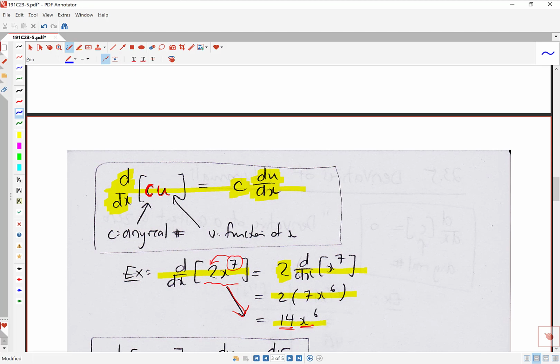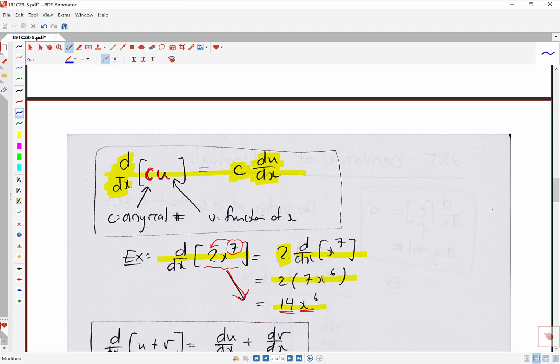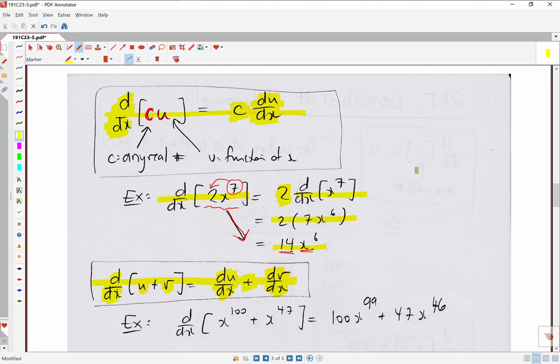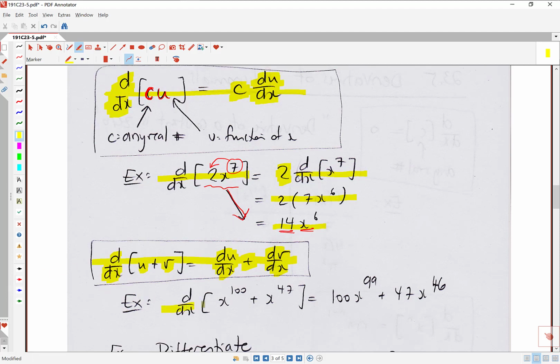Okay, so we've now practiced this rule that we've got up at the top of the screen. Let's see another rule here. This one's pretty friendly, I would say. So this says if you're trying to take the derivative of a couple of things summed together, so if you're trying to take the derivative of the sum, all you need to do is just take the derivative of the first term and then take the derivative of the second term and add those results together. So for example, if you want to take the derivative of, say, x to the 100 plus x to the 47, we're just going to take the derivative term by term. We'd get 100 x to the 99, and then we go plus the derivative of the second term, which would be 47 x to the 46.